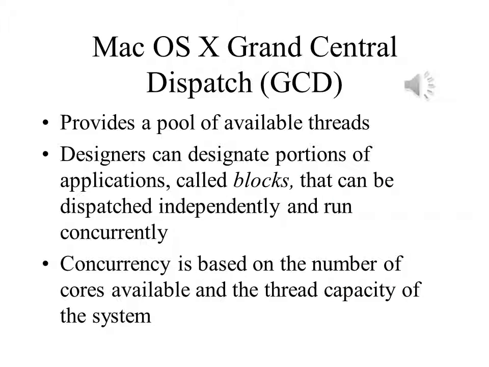As was mentioned in Lecture 2, Mac OS X Grand Central Dispatch, GCD, provides a pool of available threads. Designers can designate portions of applications, called blocks, that can be dispatched independently and run concurrently. The operating system will provide as much concurrency as possible based on the number of cores available and the thread capacity of the system. Although other operating systems have implemented thread pools, GCD provides a qualitative improvement in ease of use and efficiency.